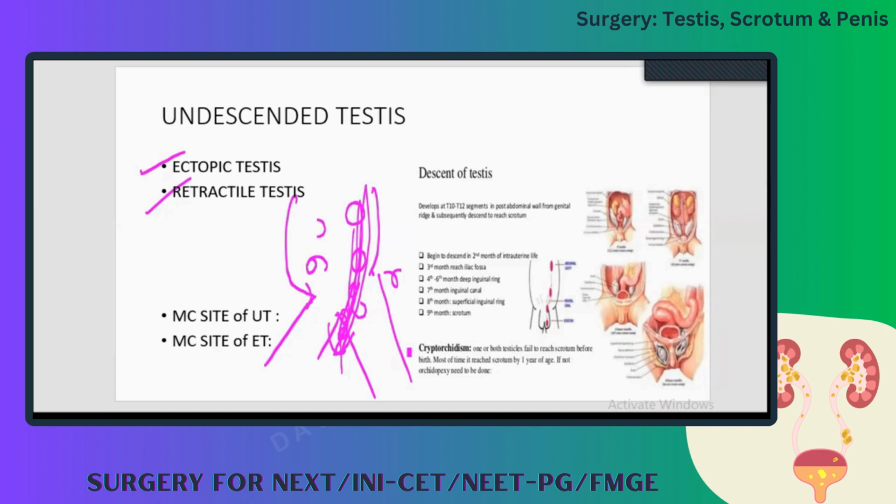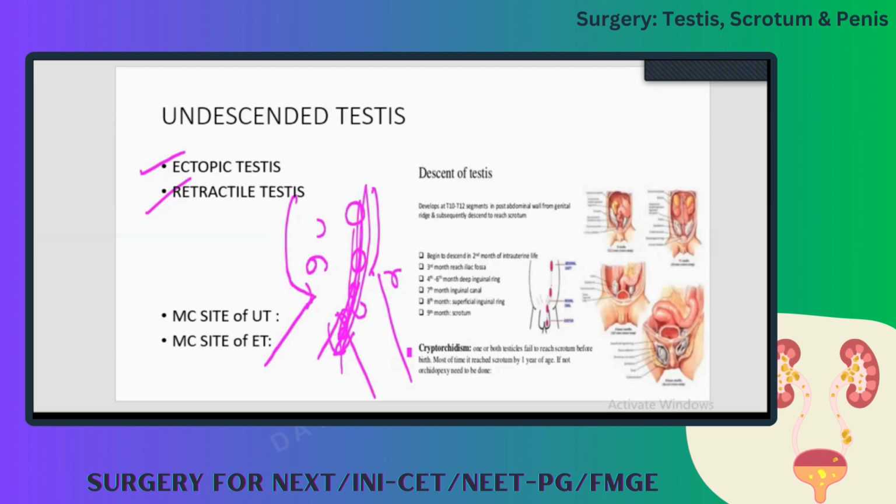Undescended testis is a testis which is lying along the normal path. If it deviates from the normal path, it is known as ectopic testis. If it is because of overaction of the cremasteric muscle, it is known as retractile testis.